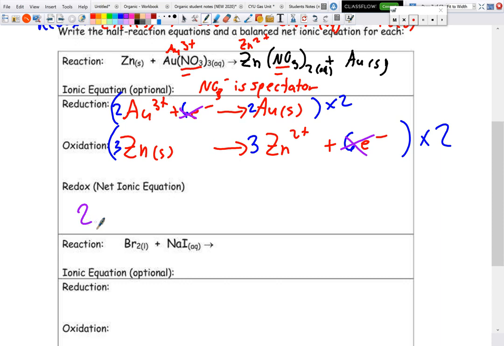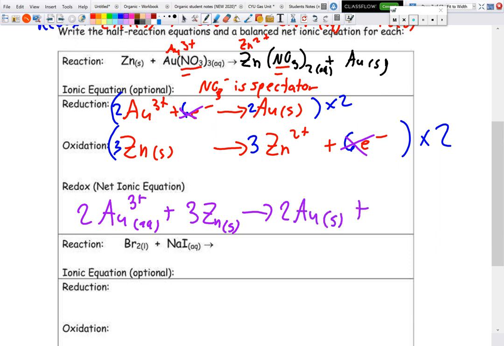And our redox, we got 2 Au3+ plus 3 zinc solid produces 2 Au solid plus 3 zinc 2+, which is aqueous. And that's how we go about these. So first step is, of course, figuring out what the products are, and then afterwards separating, trying to figure out what your spectator ion is, and then go through them.